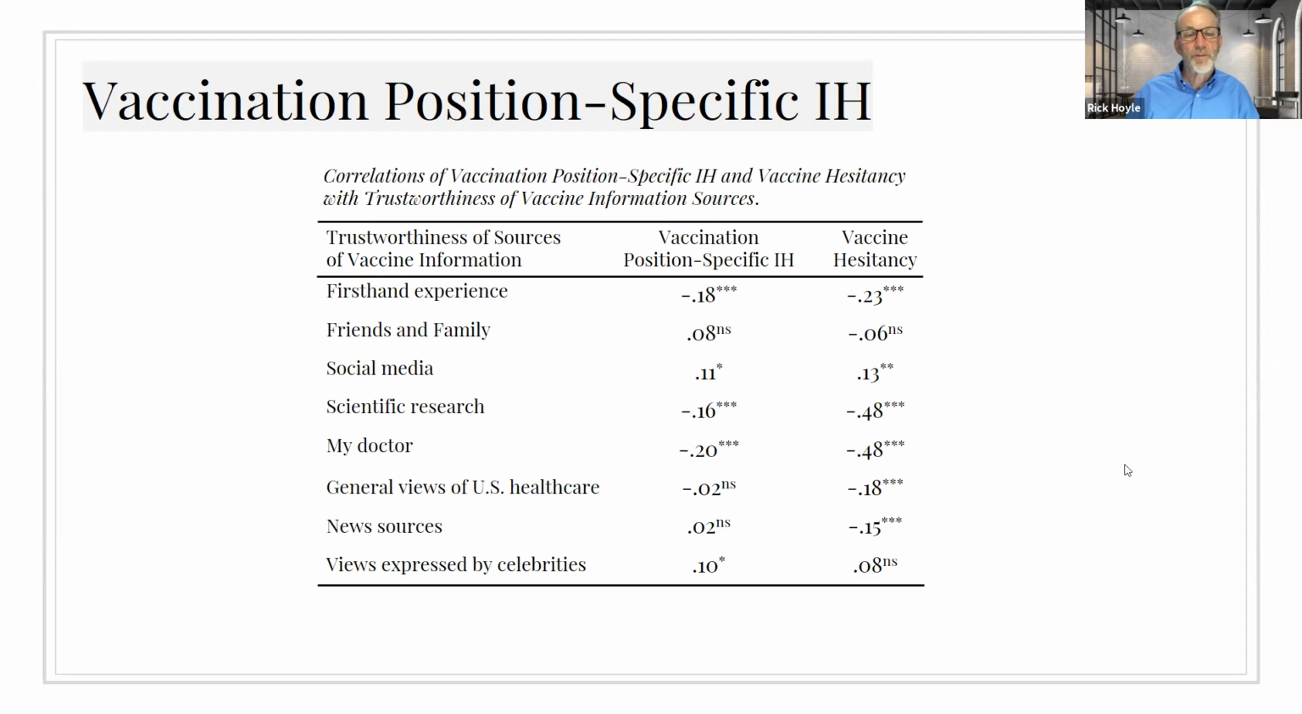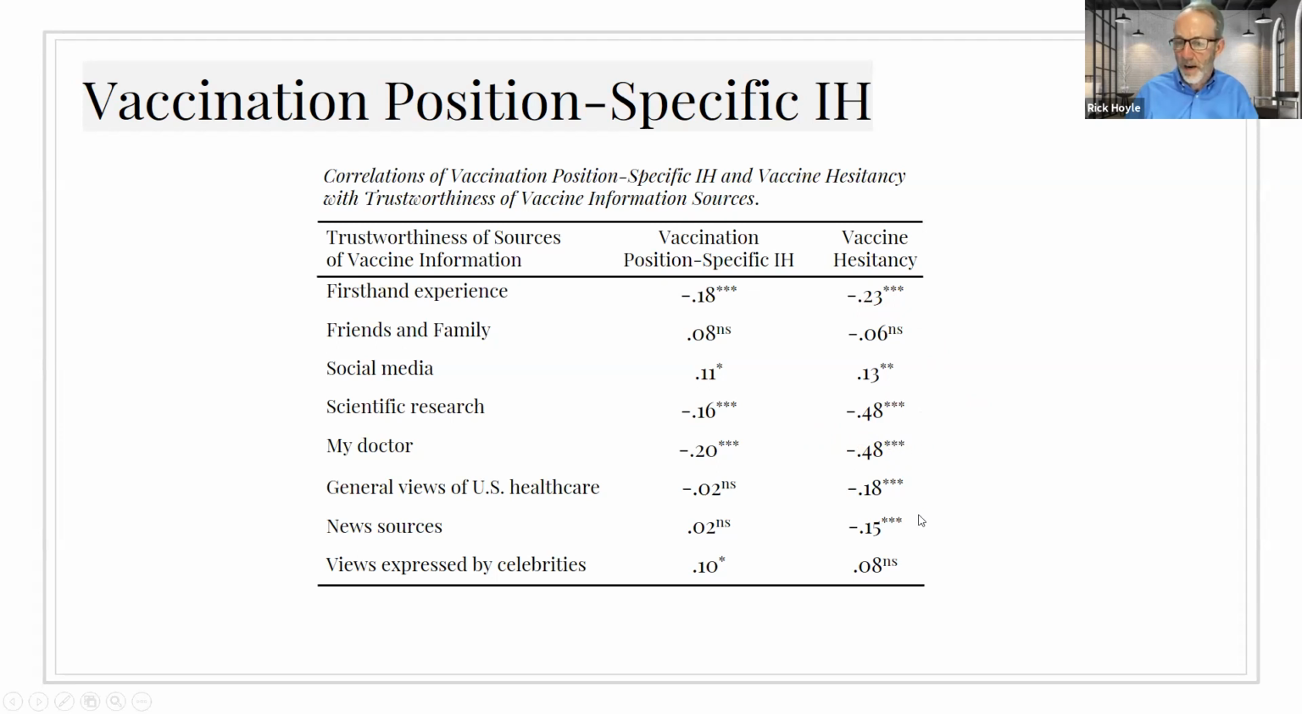and any of these variables related to vaccination. I already showed you the values in this first column. I'll just note the corresponding values in this second column. That is, in this case, the more intellectually humble people are, the less hesitant they are. And similarly, the more intellectually humble they are, the lower their trust of scientific research and their doctor.